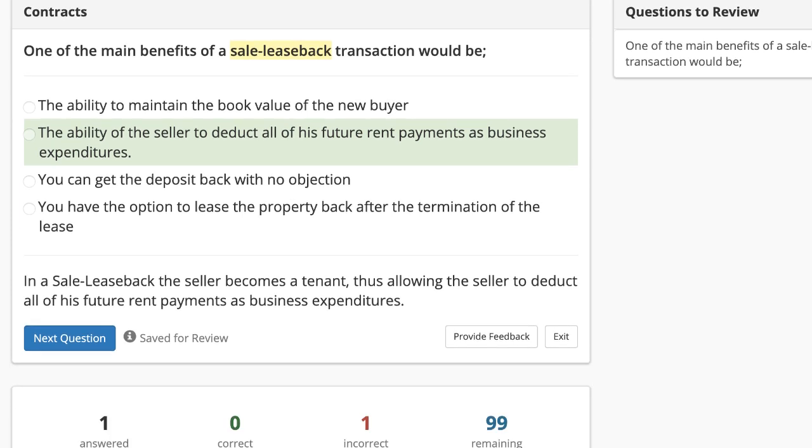One of the other things you guys mentioned is consideration. Does consideration have to be money? What do you guys think? Does consideration have to be money? Yes or no?